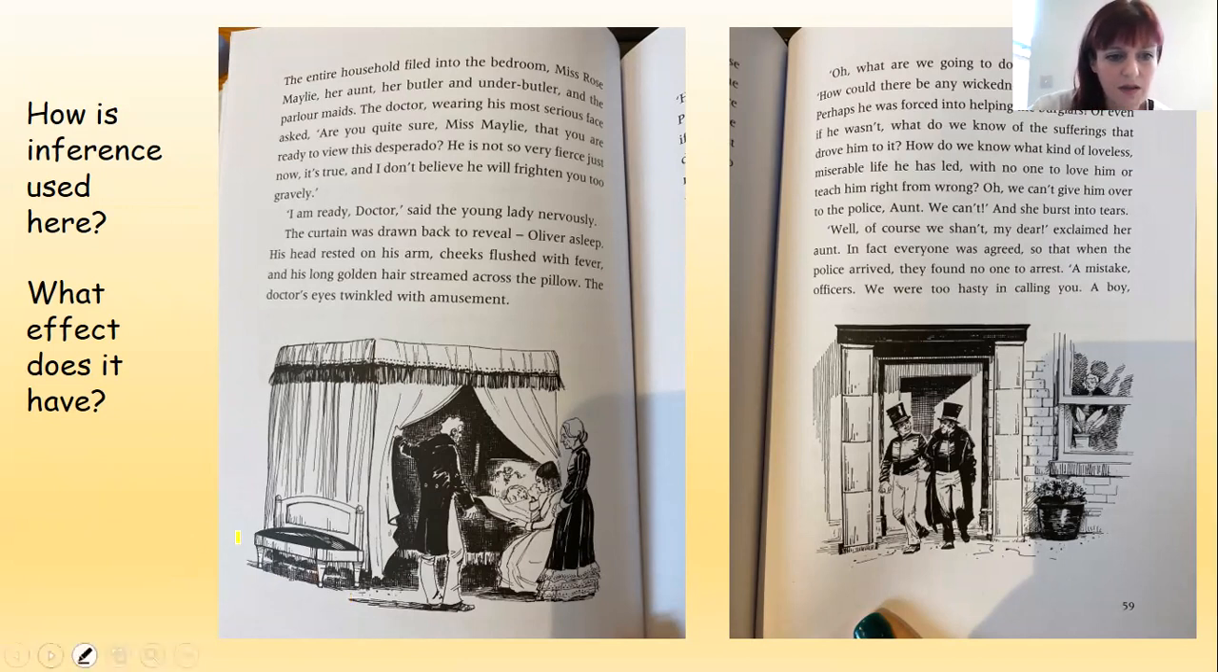Okay, so what I'm going to do is look at this bit here. So here we go. The doctor, wearing his most serious face, asked, "Are you quite sure, Miss Bailey, that you are ready to view this desperado? He's not so very fierce just now, it's true, and I don't believe he will frighten you." Now, he's using a serious face. He's using the word desperado. "I'm ready, doctor," said the young lady nervously. The curtain was drawn back to find Oliver asleep. Okay, the doctor's eyes were twinkling with amusement.